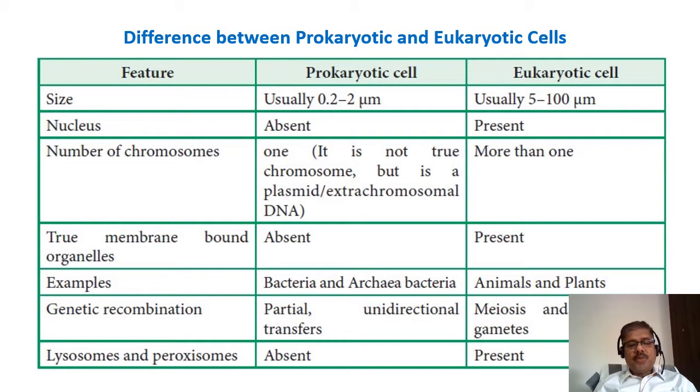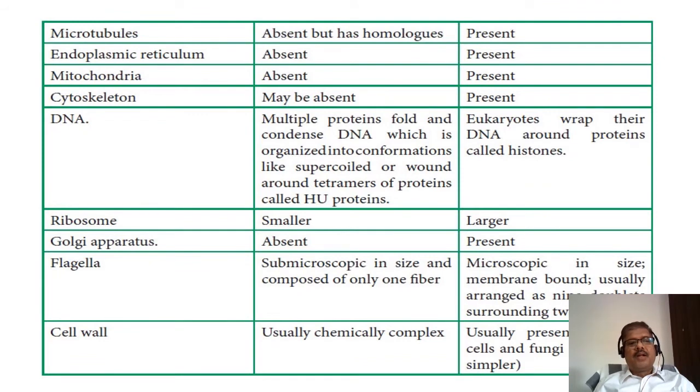Then, lysosomes and peroxisomes are absent in prokaryotes and are present in eukaryotes. Microtubules are absent, whereas present in eukaryotes. Endoplasmic reticulum, absent in prokaryotes, present in eukaryotes. Mitochondria, absent in prokaryotes, present in eukaryotes. Cytoskeleton may be absent in prokaryotes, it is present in eukaryotes.